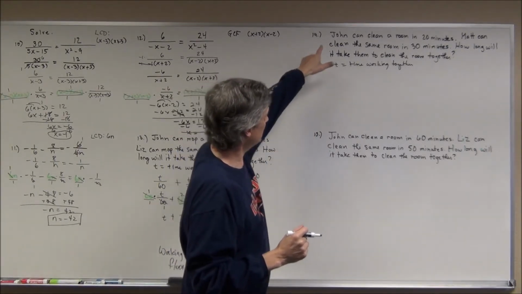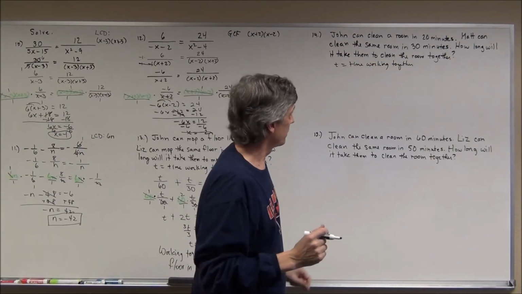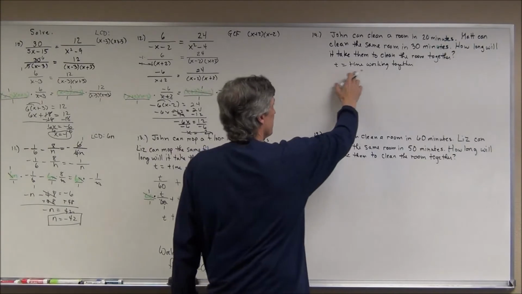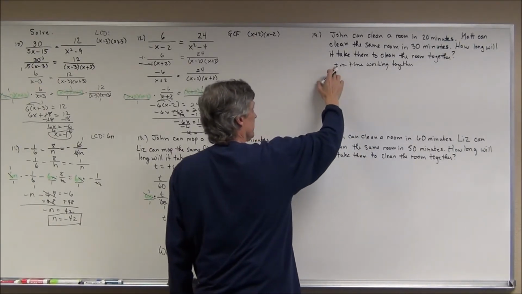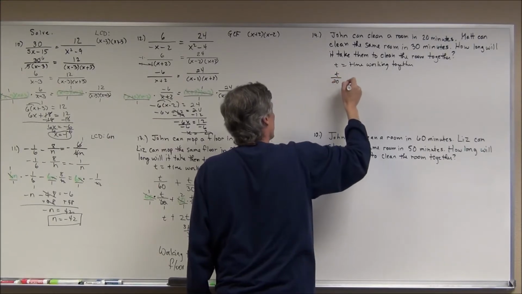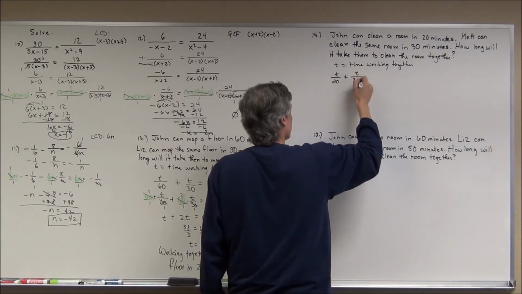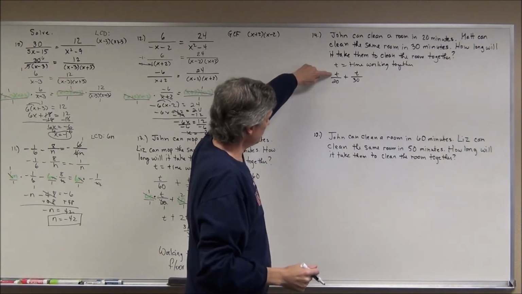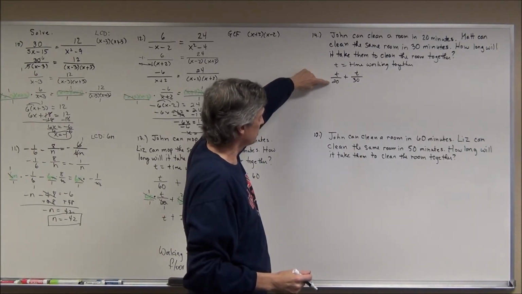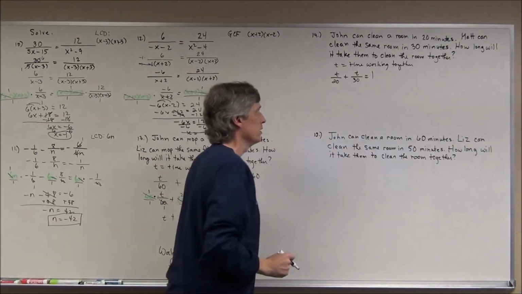Now this time John's a faster worker. He can get it done in 20 minutes. Matt takes 30 minutes. So we let T be the time working together. That means in T minutes, John gets T 20ths of the job done. Matt gets T 30ths of the job done. The numerator is the time working together. The denominator is their individual time. And again, working together, one job done.